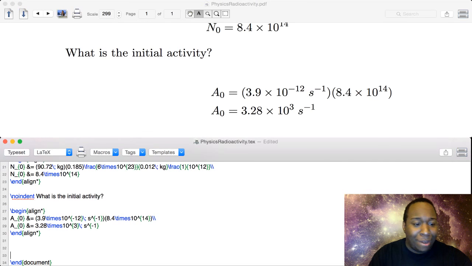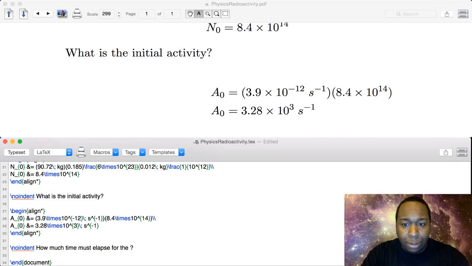I might be able to finish this by like 1 o'clock. So I'm going to copy and paste this and just modify it. How much time must elapse for the decay rate, not the decay constant, but the rate of decay, or the activity, to become 1 decay per second?